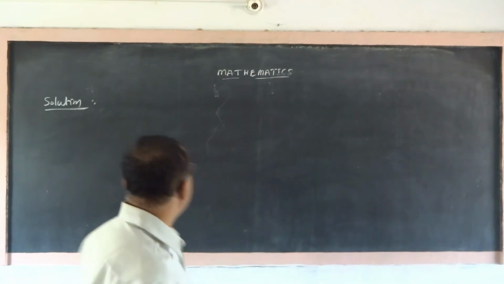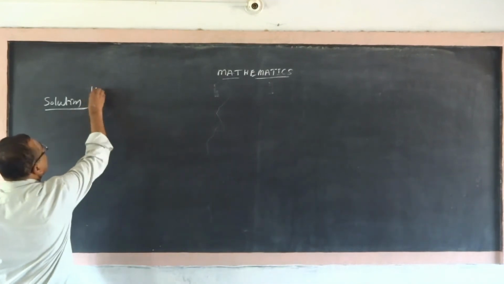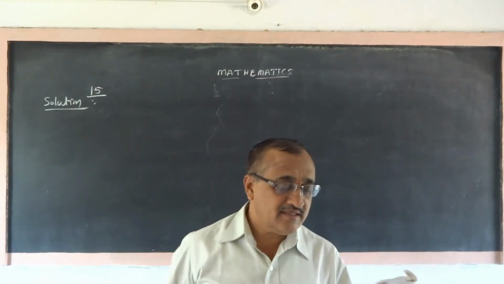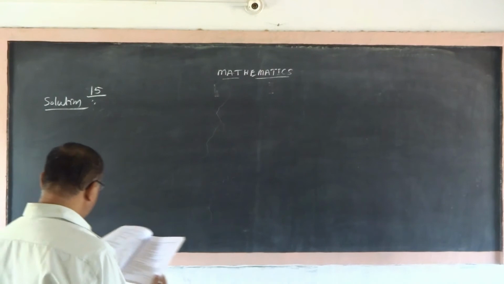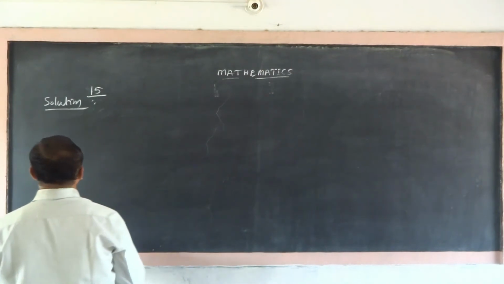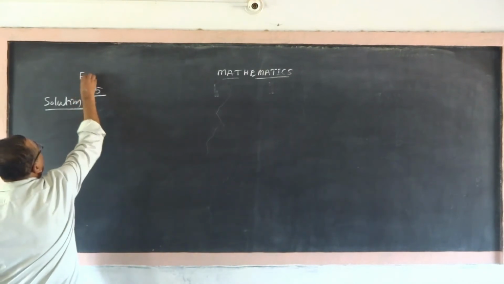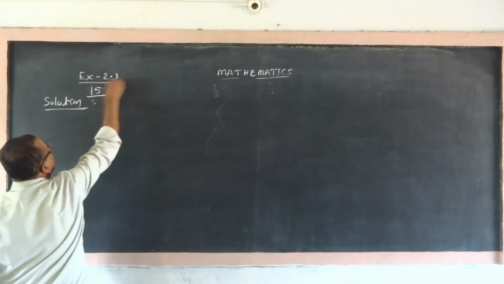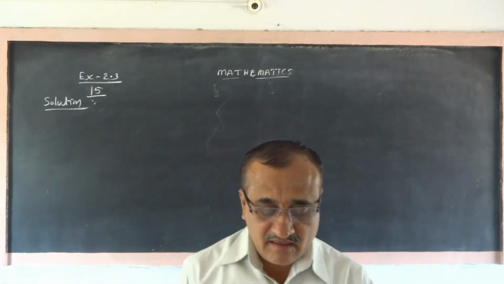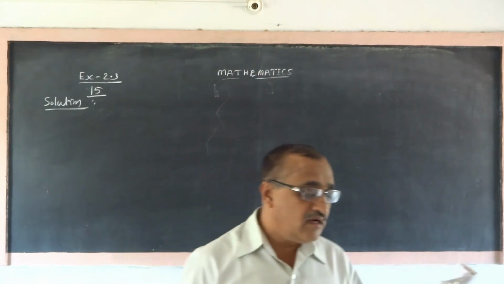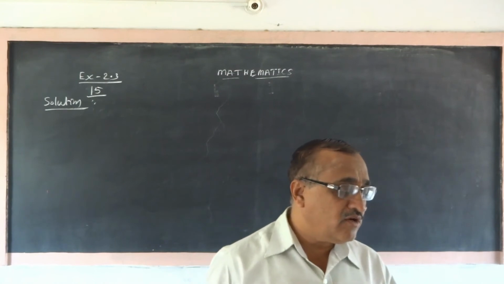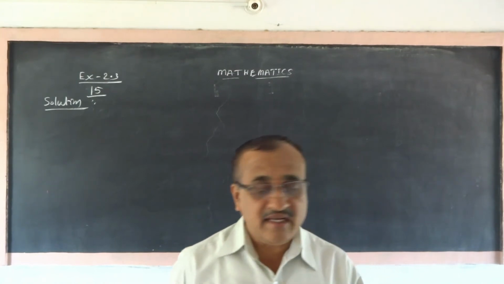So let us take the 15th problem. What it says: a vertical pole of length 6 meter casts a shadow 4 meter long on the ground, and at the same time a tower casts a shadow 28 meter long. Find the height of the tower.